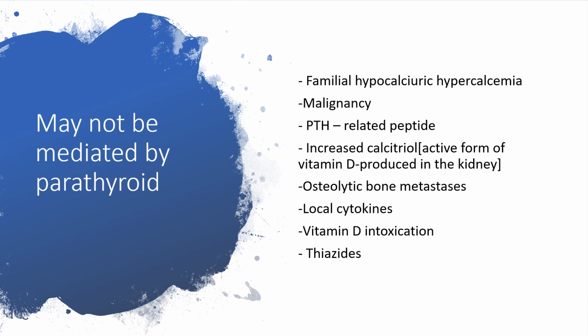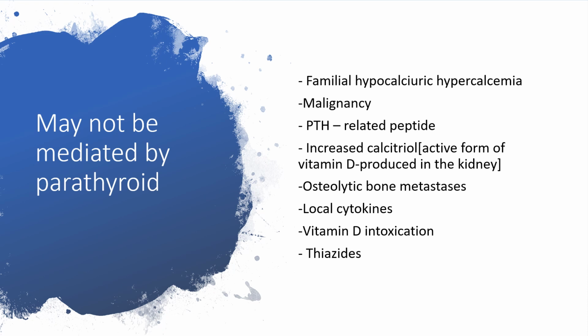It may not be mediated by the parathyroid gland. It might be familial hypocalciuric hypercalcemia. From the word familial, it means it's been inherited. Hypocalciuric means low level of calcium in urine. So, if the level of excretion is down, then what is happening? The level of absorption or reabsorption into the circulatory system is up.